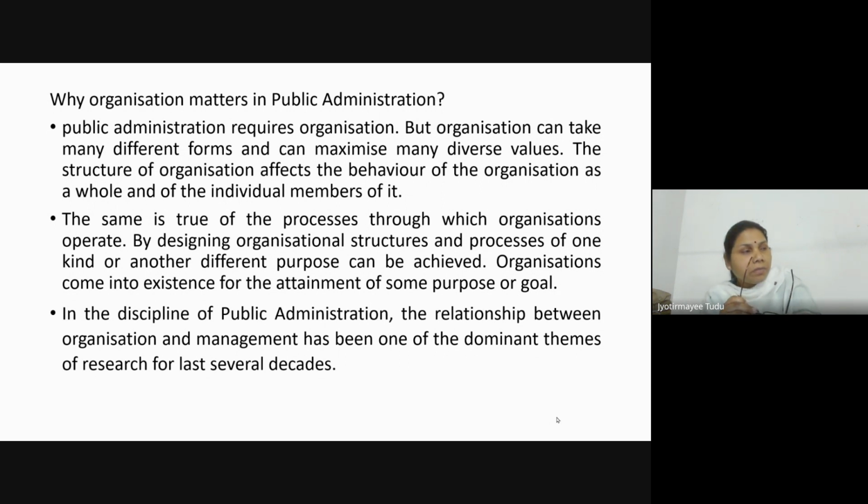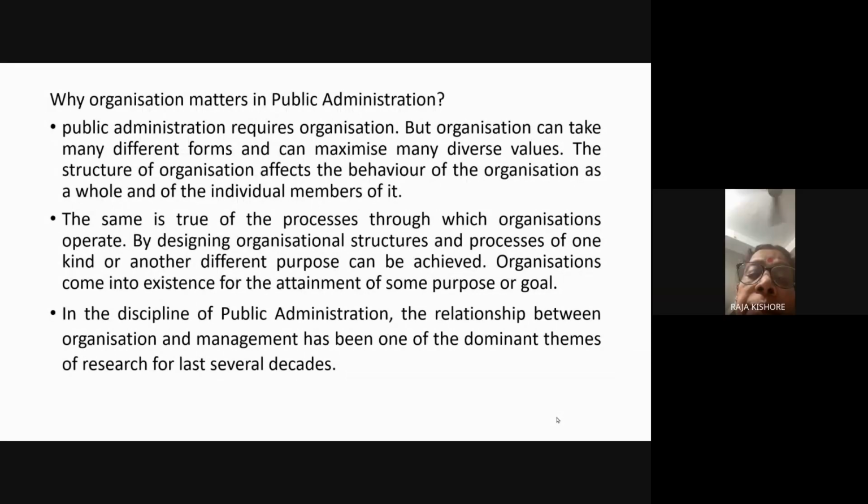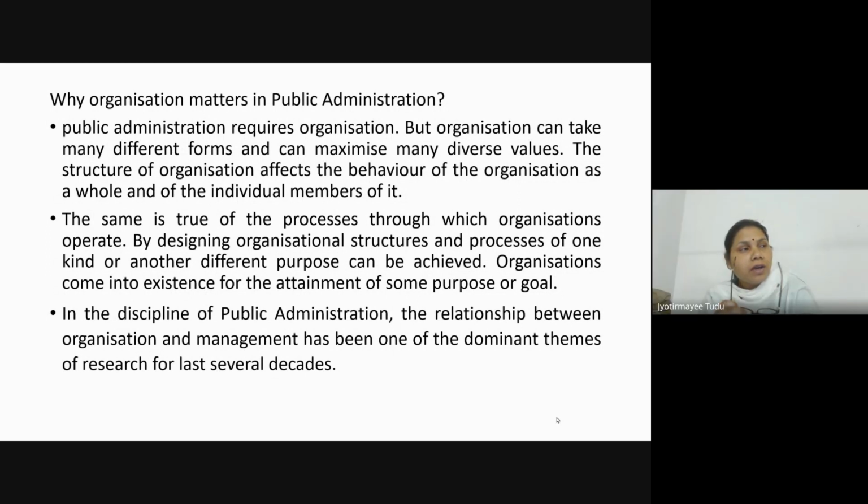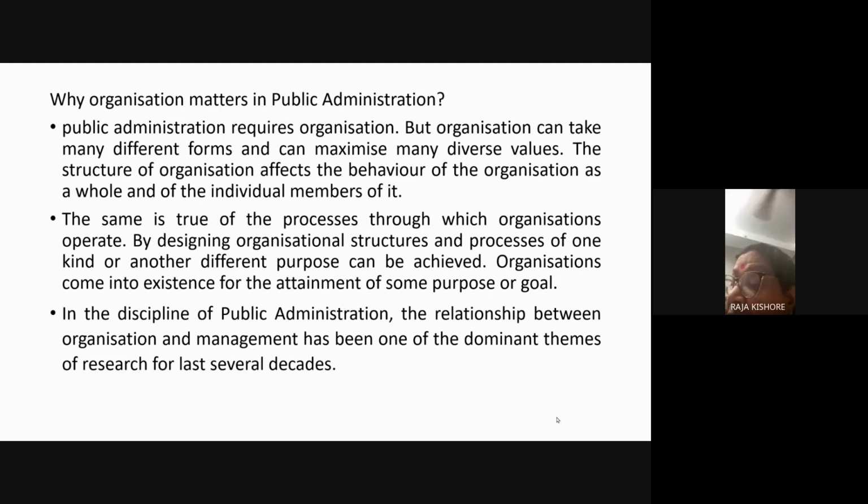So organizations are not merely about structures, they also have to achieve a certain purpose. In the discipline of public administration, the relationship between organization and its management has been one of the dominant themes of research for the last several decades. Okay, so we are not just studying the role of civil servants, we are also studying how government, in the form of a ministry, a department, or various branches, maybe judiciary, legislature, or executive, functions.